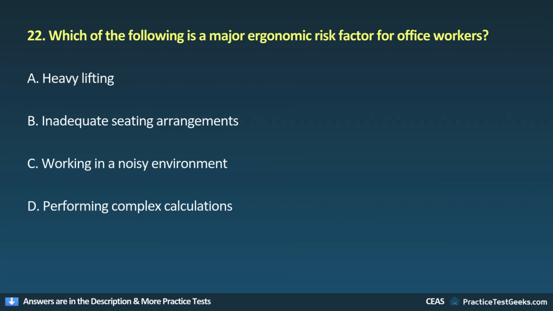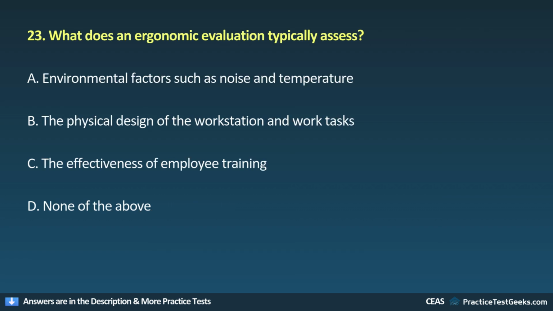22. Which of the following is a major ergonomic risk factor for office workers? A. Heavy lifting. B. Inadequate seating arrangements. C. Working in a noisy environment. D. Performing complex calculations.